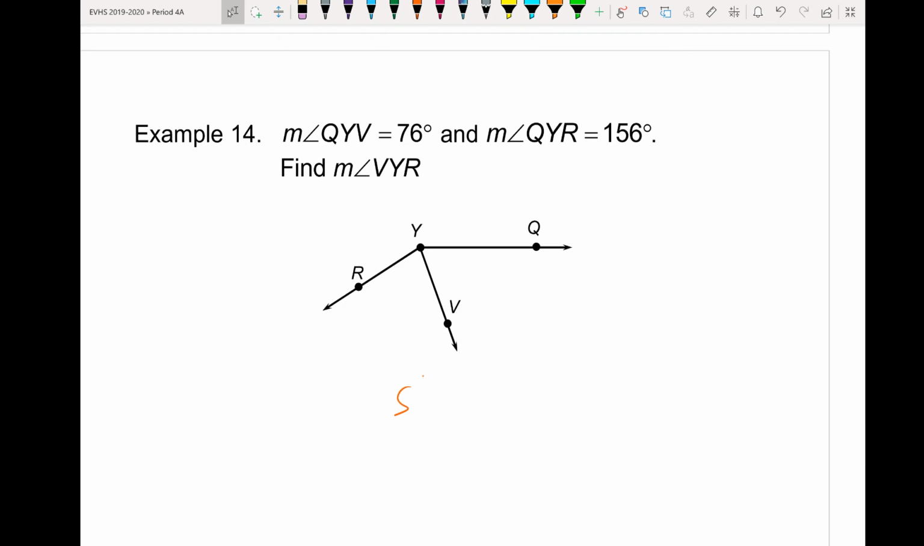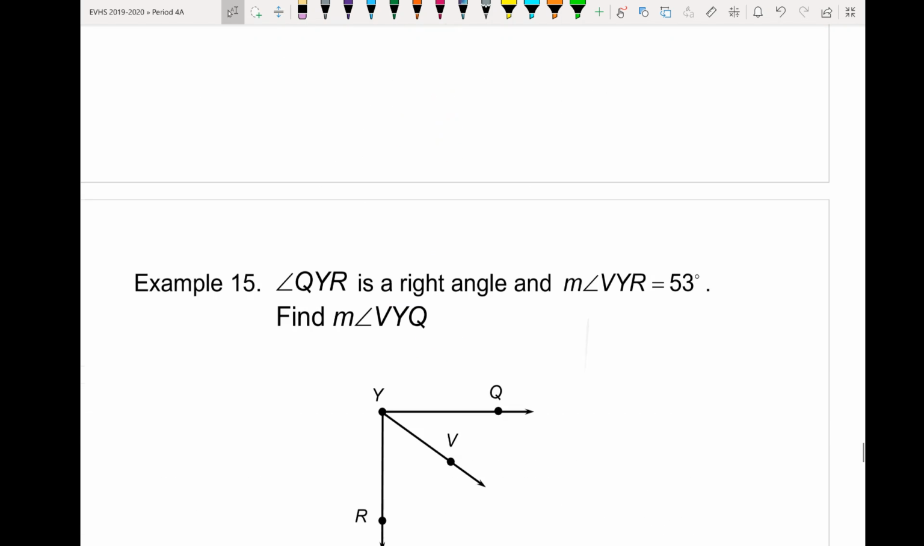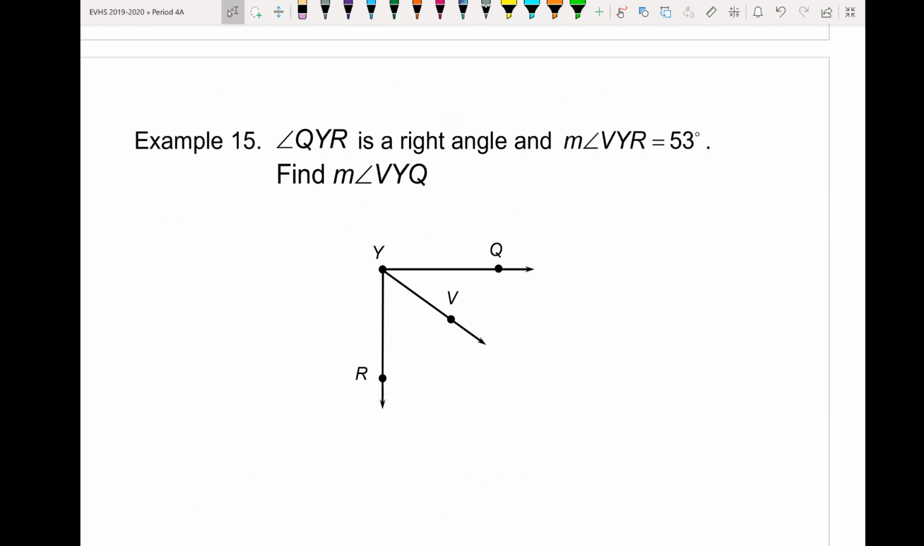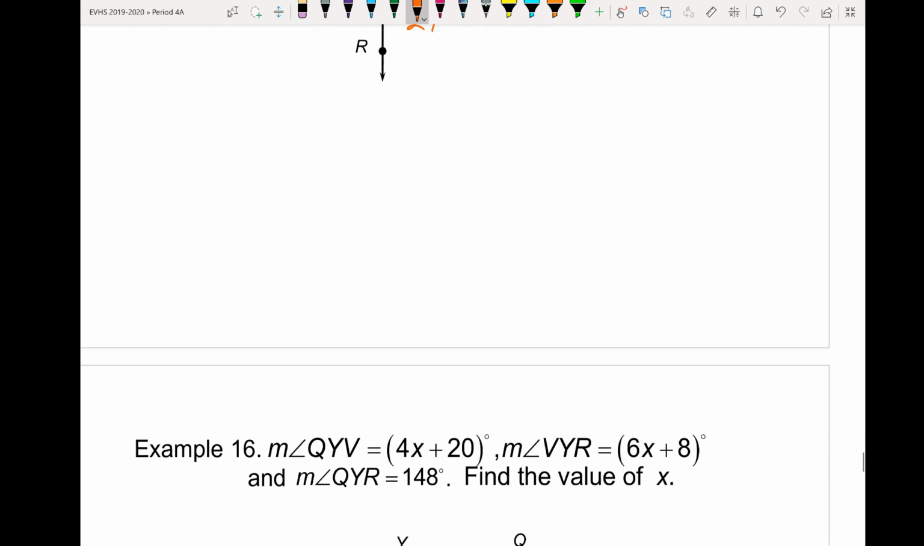All right, skip 14. It's a simple subtraction problem. Okay, 15, we're going to skip it, but the thing I want you to notice here, since it says QYR is a right angle, go ahead and mark that as right. And then once you've marked it as right, and VYR is 53 degrees, it becomes easy to subtract those and get 27 degrees. I did it, but we're not going to spend time on it.